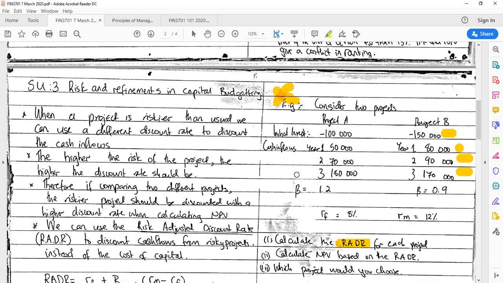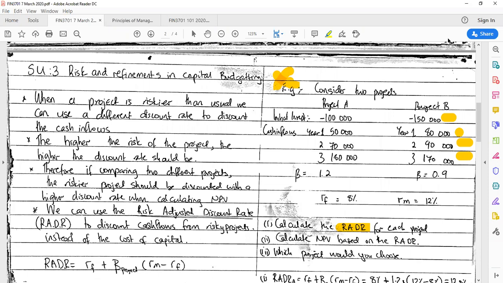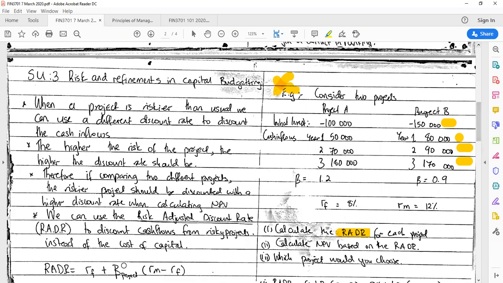So maybe you can put the recording on pause. Try to use this formula right here to calculate the risk-adjusted discount rate. And then after getting the risk-adjusted discount rate, try to use your calculator to see if you can calculate the NPV of this project and the NPV of this project. And then when you've gotten your answer, you can check with the answer that I have.